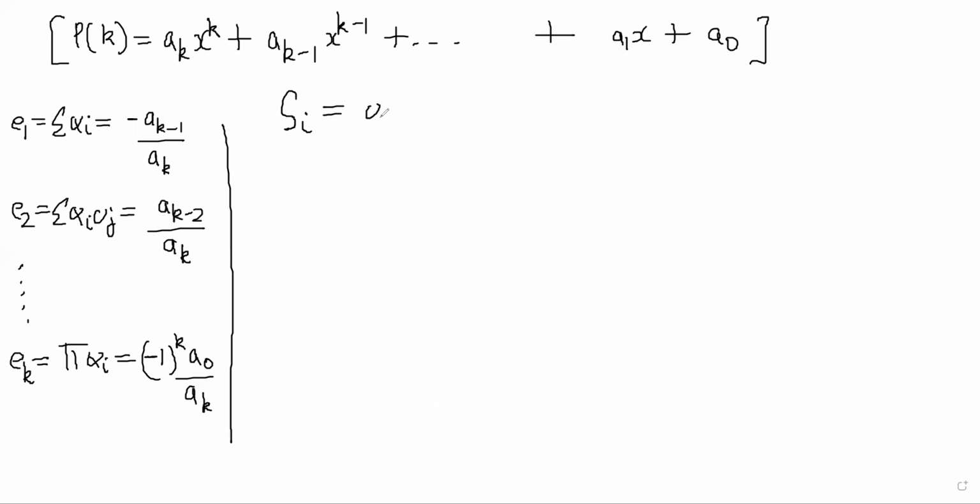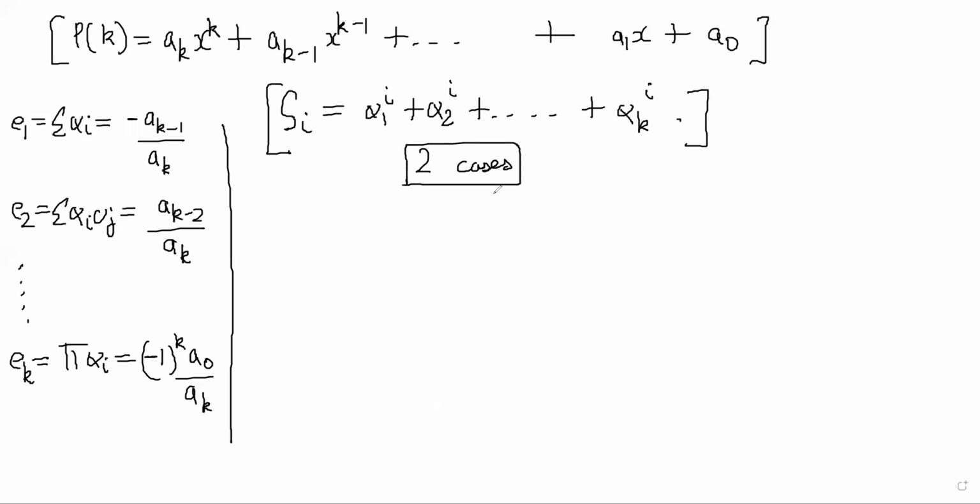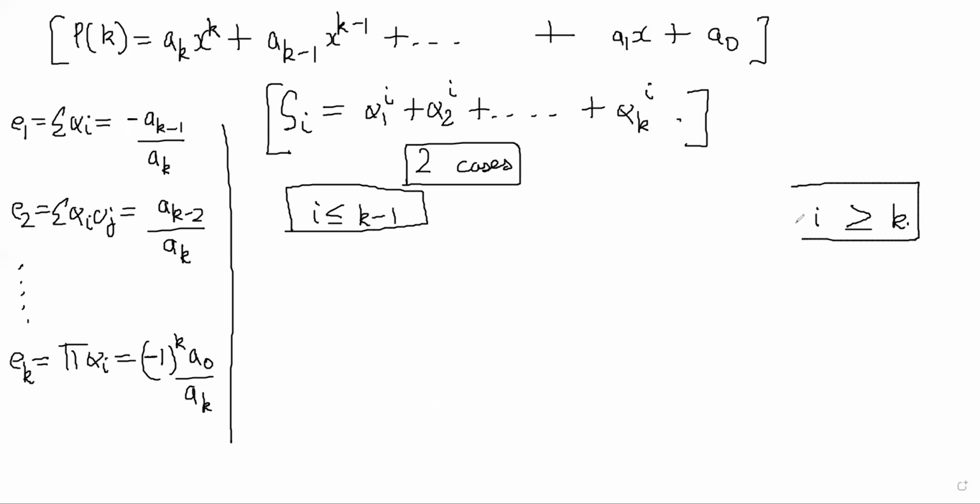So once we know this, we are able to write any Si. Si is basically alpha 1 to the power i plus alpha 2 to the power i plus so on till alpha k to the power i. We will be able to write any Si. How do we write any Si? We have two cases. One case is when i is less than or equal to k minus 1. And one case is when i is greater than or equal to k, right?